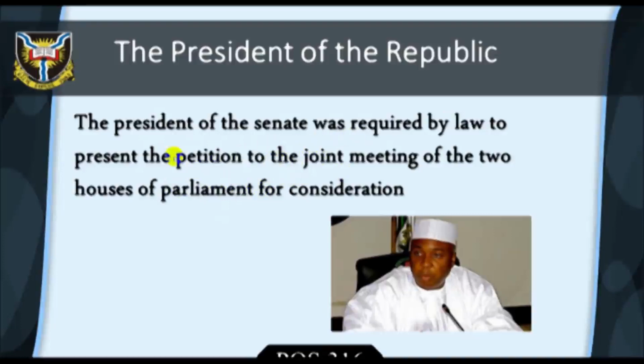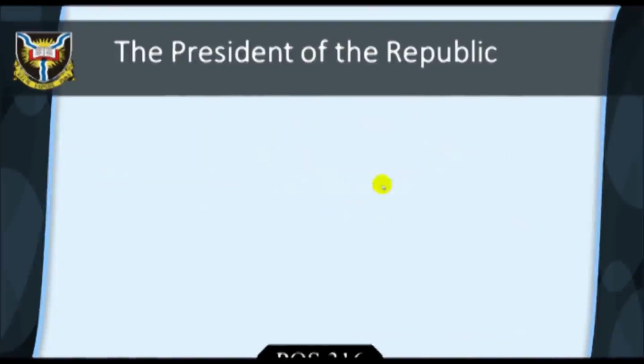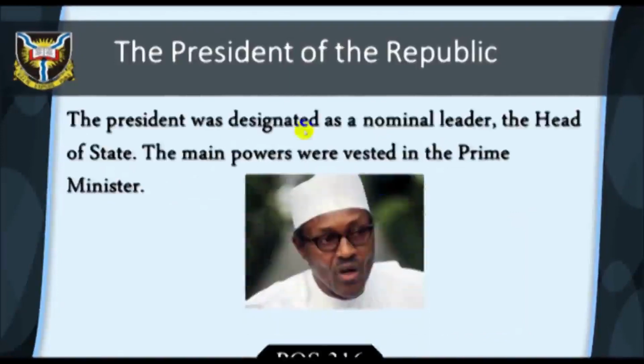The President of the Senate was required by law to present the petition to the joint meeting of the two houses of Parliament for consideration. If the petition was upheld, then it could be referred to an investigation committee to look into the issues raised in the petition. The report of the committee was expected to be submitted to the Parliament again, and if the report was approved by 2/3 of the two houses sitting together, the President stood removed.